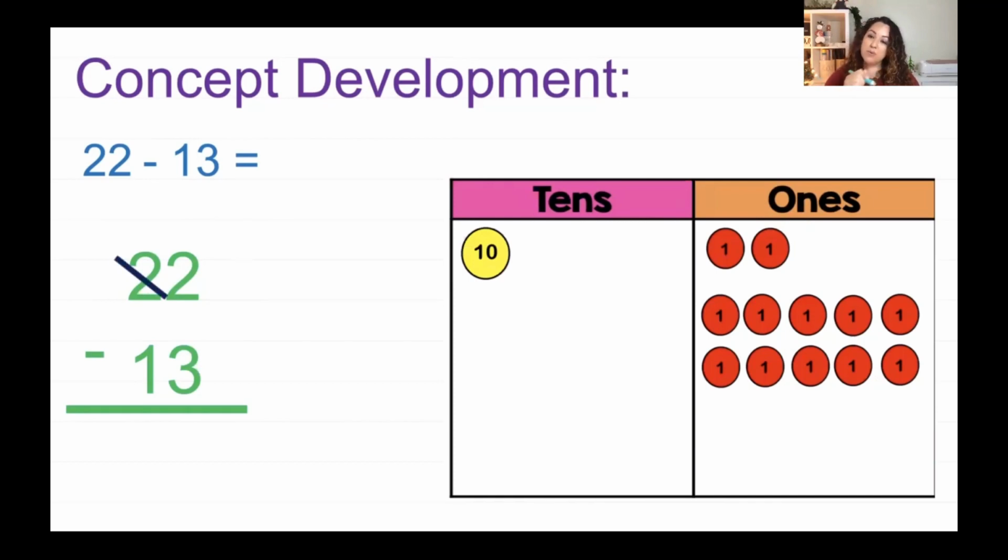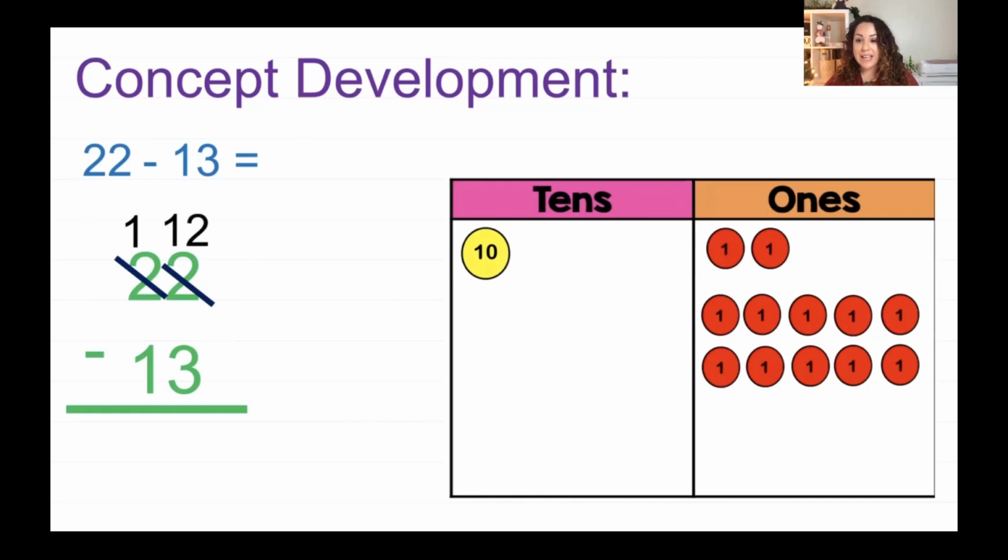So I'm going to cross off that 2 because I no longer have 2 10s. How many 10s do I have? I have 1 10 left. So there it is. Now, do I have 2 ones here? I don't have 2 ones, so I'm going to cross that off too, and I'm going to write the number of ones that I have. Now, I don't have 2 ones. I have 12 ones because I added 10. So 2 and 10 is 12.